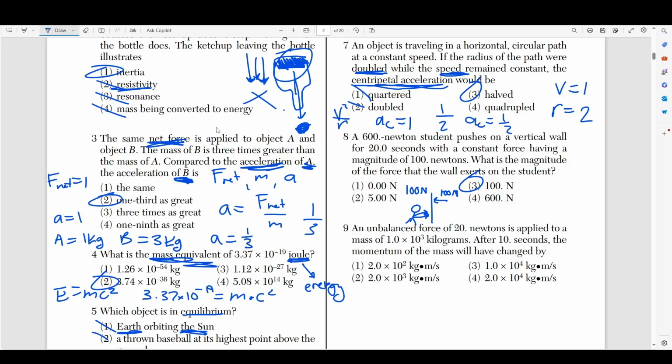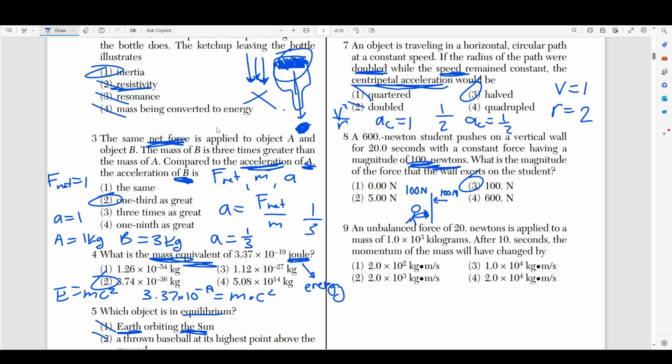Newton's third law states that every action has an opposite and equal reaction. So in this case, the student's action is the 100 Newtons being placed on that wall, and the equal and opposite reaction is the wall pushing back 100 Newtons at the kid, right? So always think about that. The only thing that mattered here is the force that the kid was exerting on the wall, which was 100 Newtons.